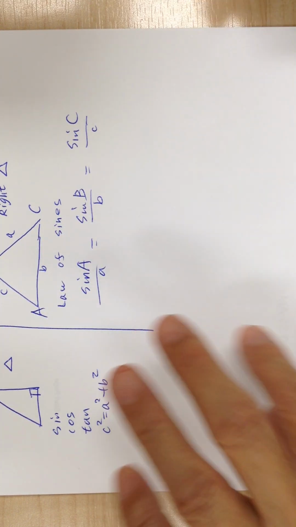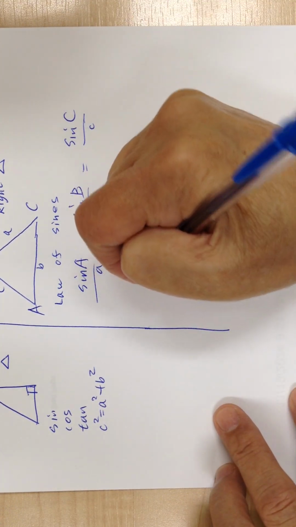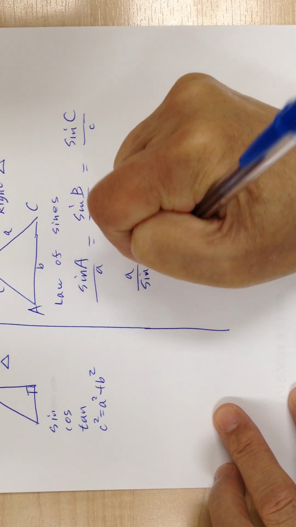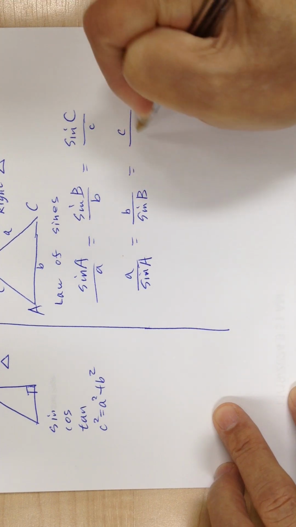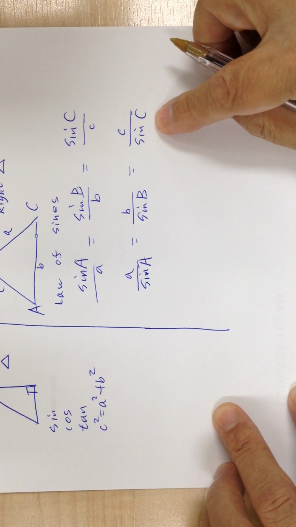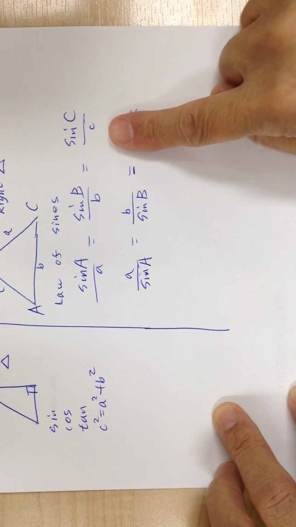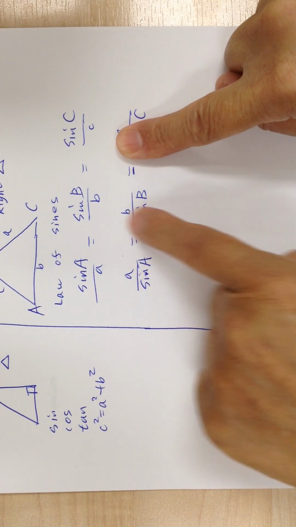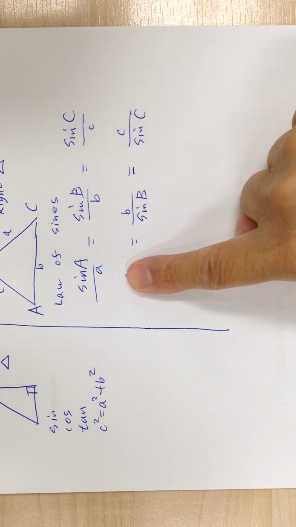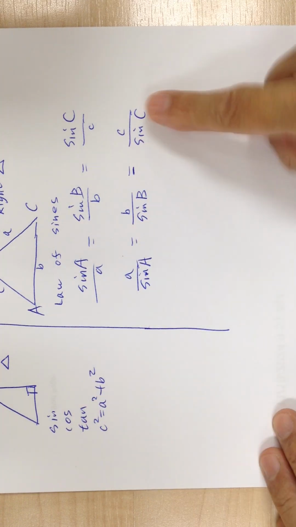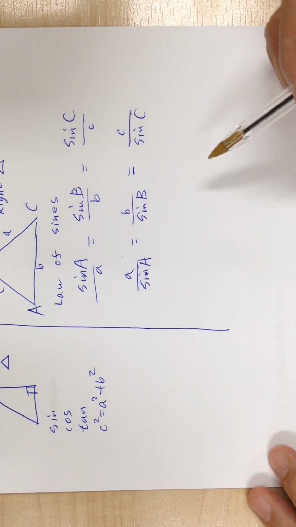Okay, you also can flip it upside down. It's also fine, since this is like a proportion. So you can have a over sine A equals b over sine B equals c over sine C. So you can do it this way also. Again, there are three different equations you can have: a over sine A equals b over sine B, or a over sine A equals c over sine C, or b over sine B equals c over sine C. You can separate it into three separate equations. So this is the law of sines.